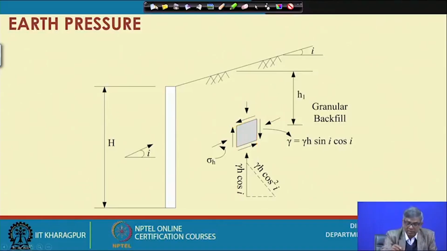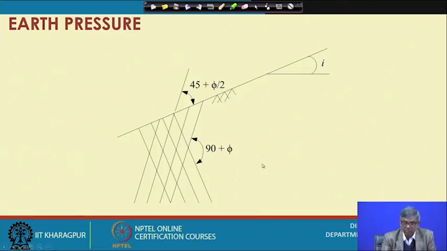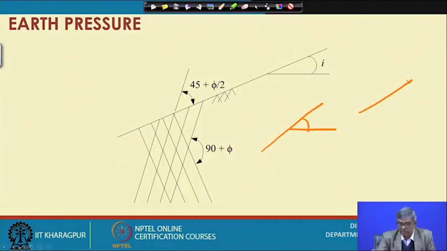And the next thing I have mentioned is that the Mohr circle, and of course the failure planes, will still be the same: 45 degrees plus phi by 2 with respect to this. Earlier what we have done was like this, and the failure plane was this angle. Now this one is there and this one is there, so this is the angle. So this is shown here.